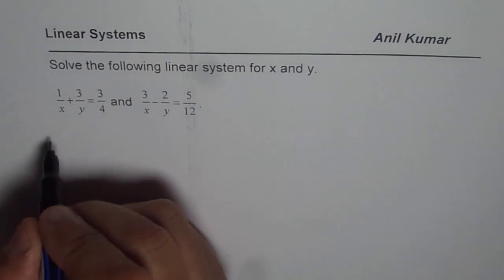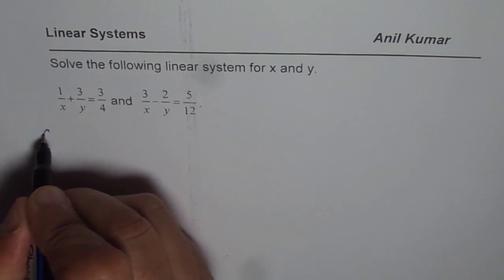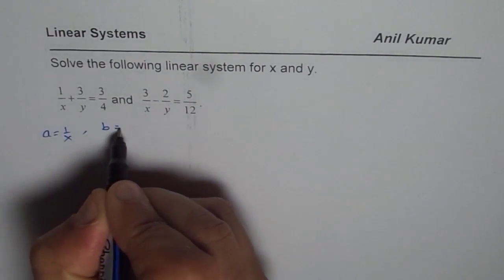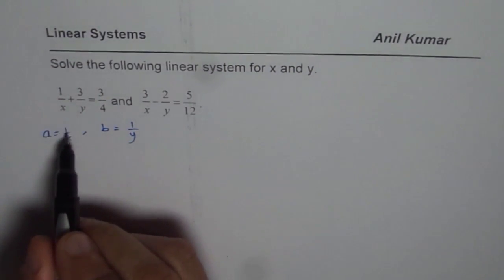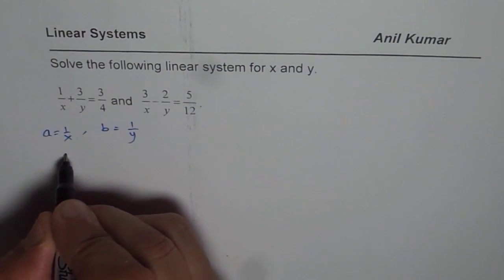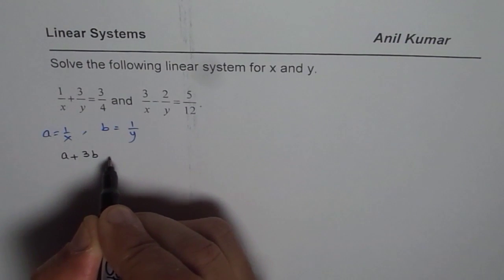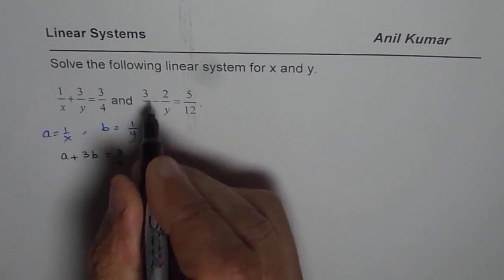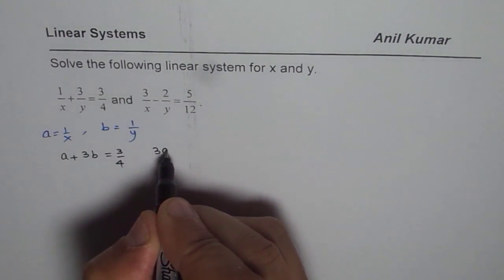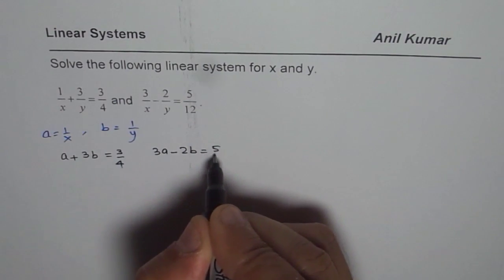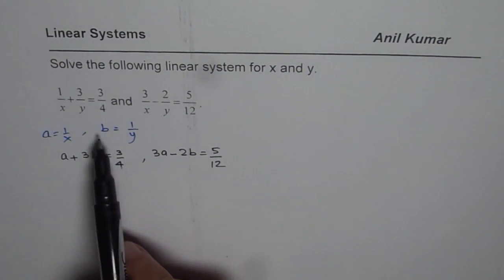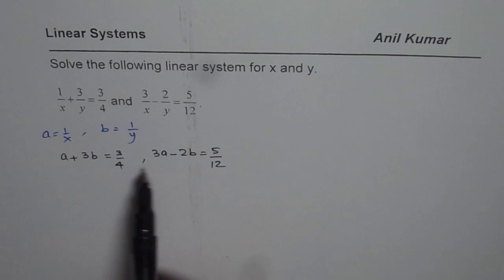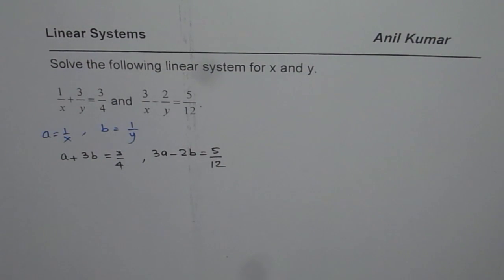Now the strategy here is, you can write 1 over x as another variable. Let's say a equals 1 over x and b equals 1 over y. That helps to really simplify this question. So if a is 1 over x, I can rewrite these equations as a plus 3b equals 3 over 4, and the other equation will be 3a minus 2b equals 5 over 12. So we replaced 1 over x with a, 1 over y with b, and wrote the equations in linear form. That's the beauty. This substitution is critical to solve the given question.